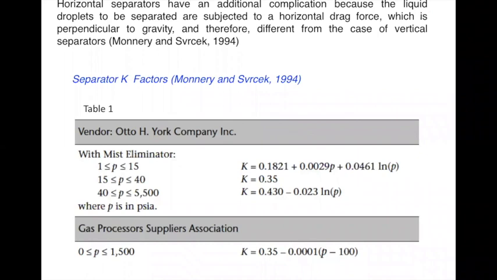Now you see that in a vertical separator, whatever movement of gas is in the upward direction and gravity is in the downward direction. So things are a little bit simpler.